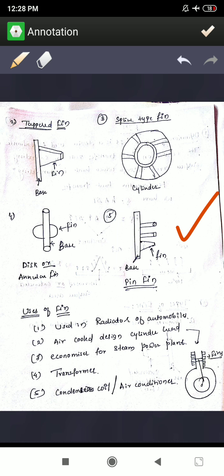So these are the five types of fins. Now the uses of fins. First, fins are used in the radiators of automobiles. Automobile radiators are used for cooling purposes, in order to increase the heat transfer rate. The second one is the air cooled cylinder head design. I think all of you have observed this in your bike. In that bike we observe this type of fins.